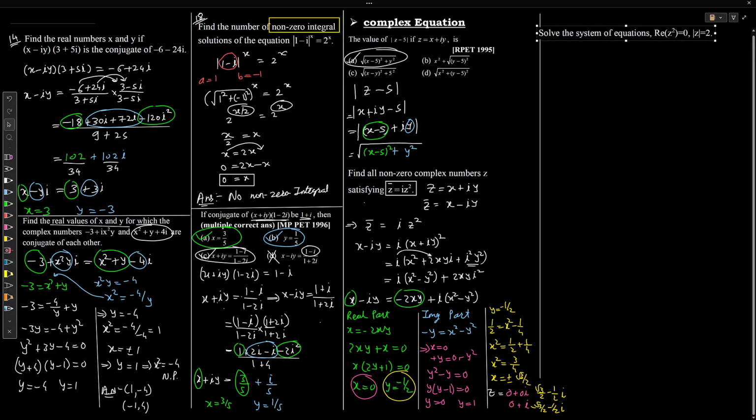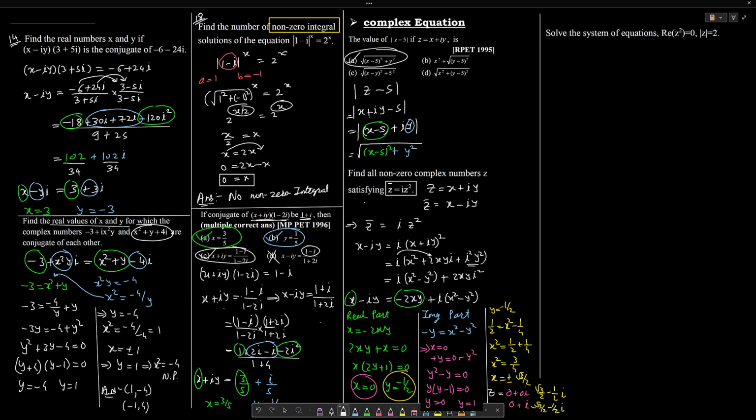We have to solve a system of equations where real part of z square equal to 0 and modulus of z equal to 2. So your first step is z equal to x plus iy. First of all, simplify this: mod z equal to 2, so we can say mod z square equal to 4. And what is mod z square? x square plus y square equal to 4. So let's say this is your first equation.